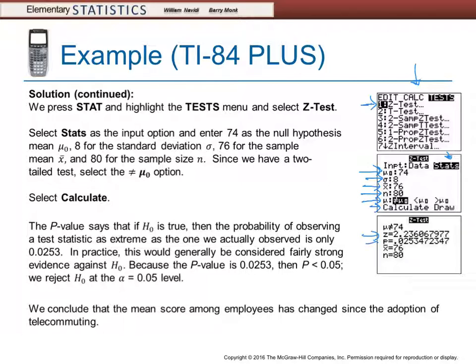And we also get a p-value. The p-value here is automatically added for the low end and the upper end, so you don't have to do that calculation. Since the p-value is 0.0253, it is less than the 0.05 level of significance. So in this case, at the 5% significance level, we will reject the null hypothesis and conclude that the mean score for employees has changed since the adoption of telecommuting.